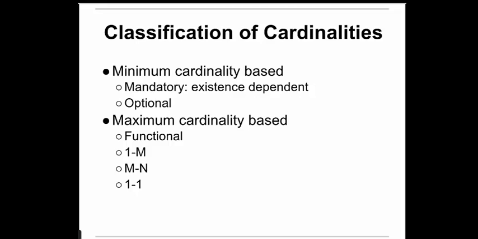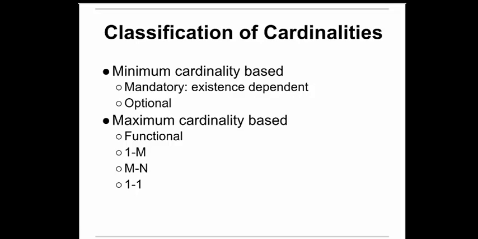When it comes to cardinality, we have it broken down here on the diagram into minimum and maximum. For minimum cardinality, you saw a vertical line representing 1, and you saw a circle representing 0. When we have a circle representing 0, what that means is that the relationship is optional. If we see a vertical line, it's a mandatory relationship, meaning we have an existence-dependent relationship. And we'll talk more about that in the future.